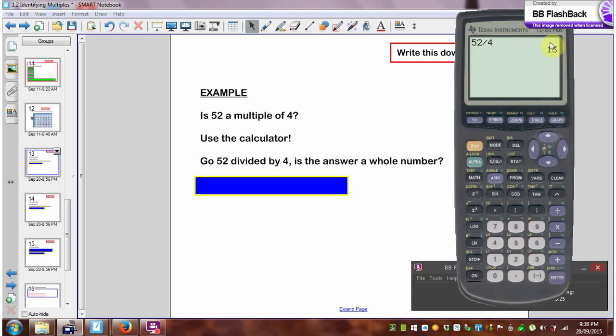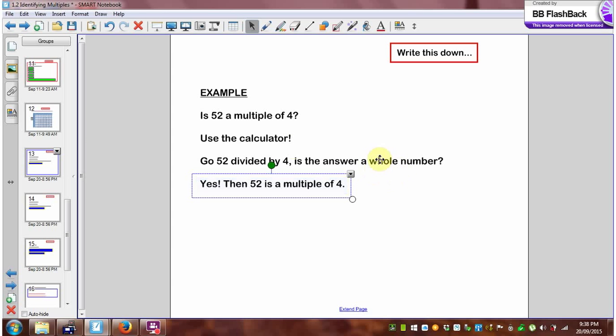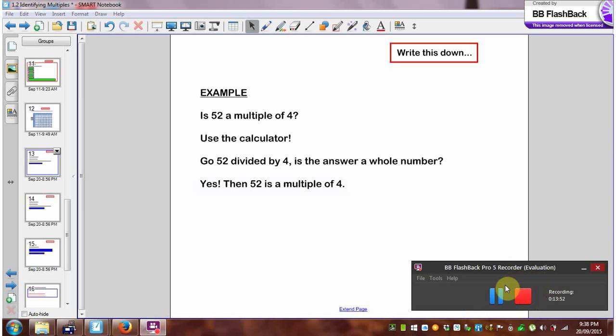Now, the answer is 13, a nice whole number, no decimals, no dots after our 13. So, what does that tell us? Okay, if the answer is a whole number, which it is, it's 13, yes, then 52 is a multiple of 4. Make sure you write that down. Press pause until you're ready, and then we can move on to another example.